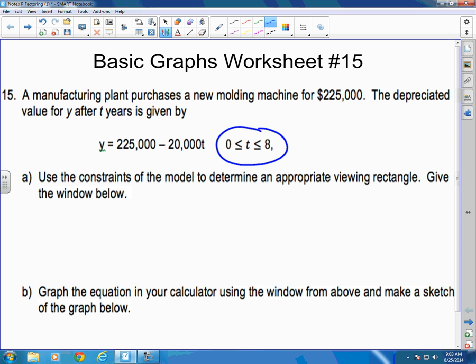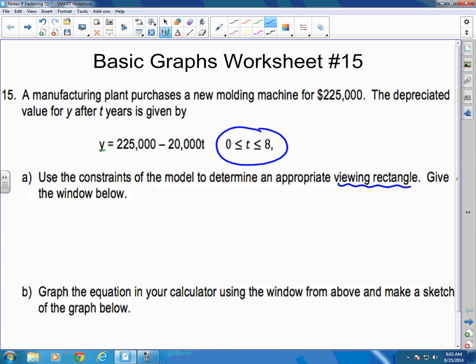So the first part, we want to use the constraints of the model to determine an appropriate viewing rectangle. That viewing rectangle is the part of the calculator screen that you can actually see. We want to make sure that the graph appears in that calculator screen, and all the important pieces of the graph appear. So you should see the x-intercept and the y-intercept. If there was a max or a min, we'd want to see the max or min. And then we want to give the window below.